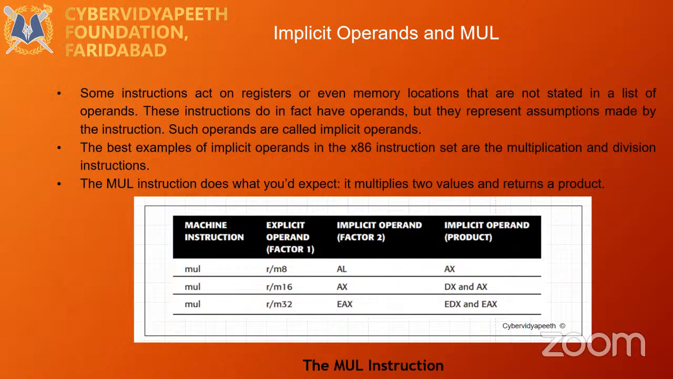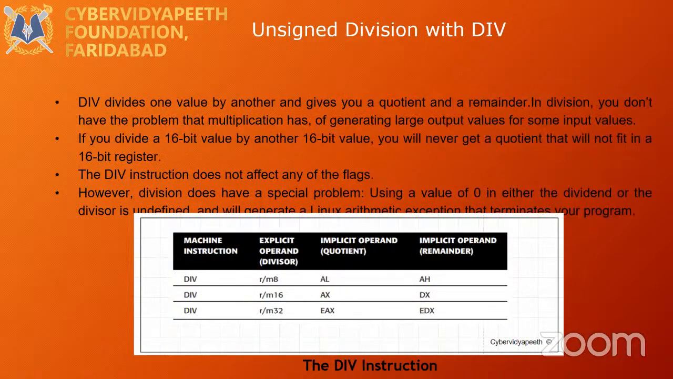So here, the best examples of implicit operands in x86 instructions are multiplication and division. The multiplication instruction does what you would expect. It multiplies 2 values and returns a product. Here's an example. The divide instruction divides one value by another and gives you a quotient and a remainder.